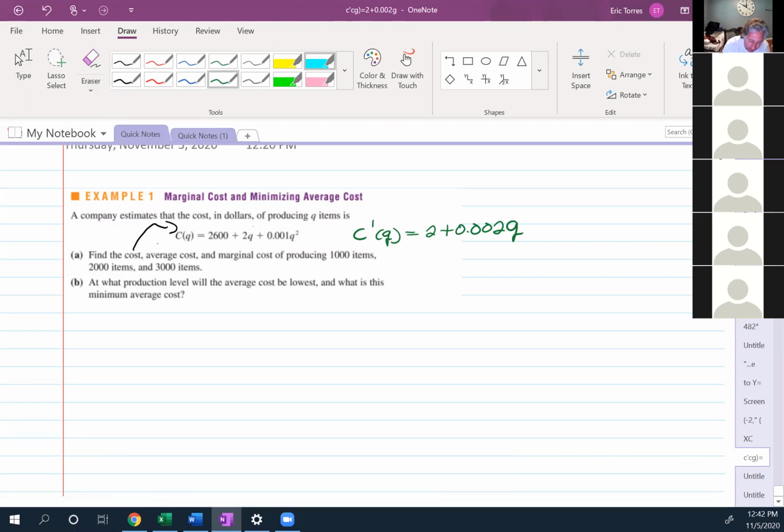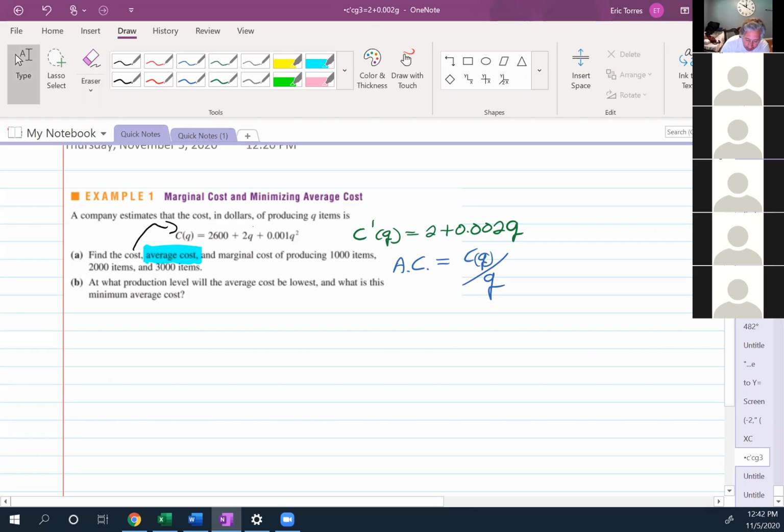And average cost. Average cost, you have to have that formula well memorized. Average cost, I'm just going to put it AC for average cost, is equal to your cost divided by your quantity. So total cost divided by quantity.